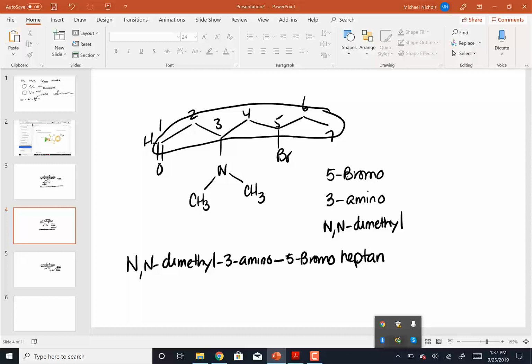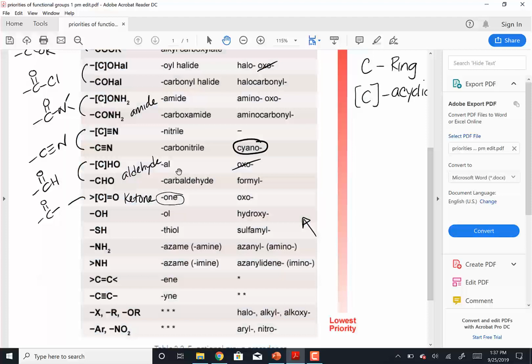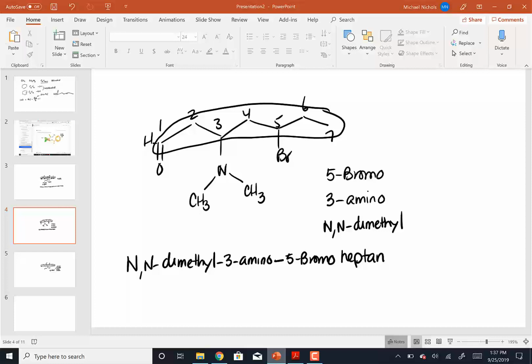This is an aldehyde, right? So I look at the chart and I say, what is the suffix for an aldehyde? It is -al. Do I have to say it's 1-al? You can, but you don't have to. IUPAC would frown on that because it automatically has to be number 1. So you could just say this is a heptanal. And by definition, the aldehyde has to be at carbon number 1 in the chain.